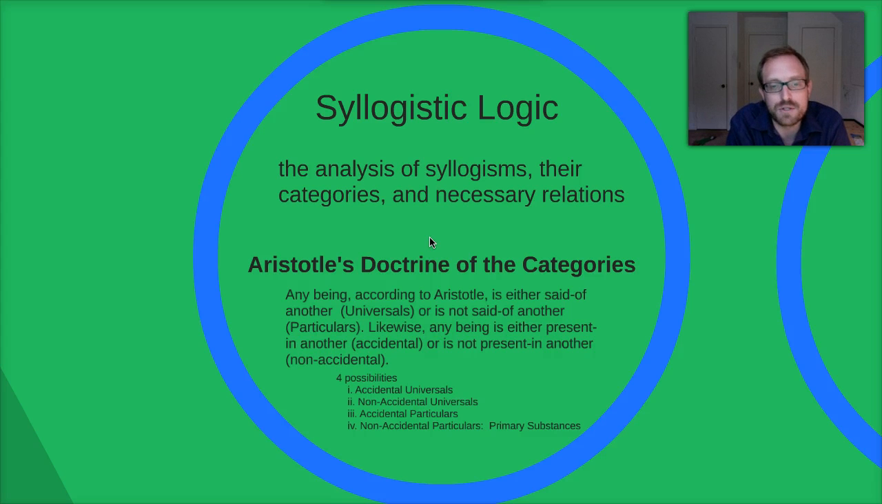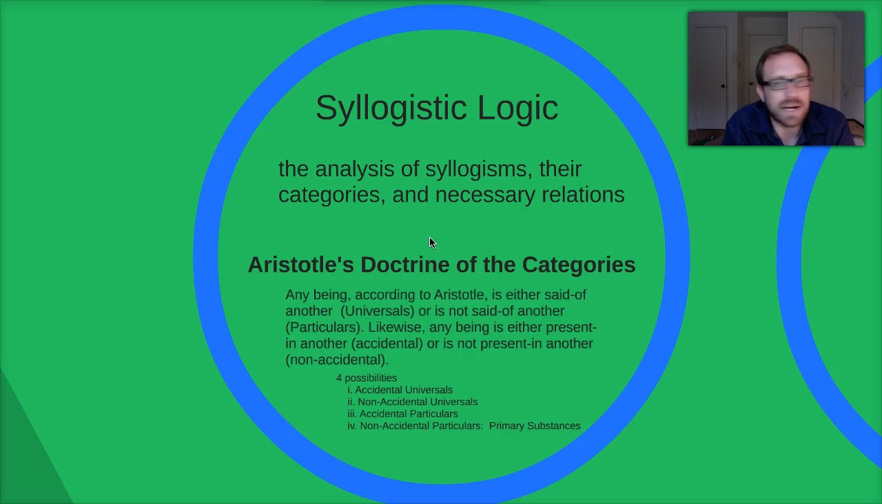So what we have here is four possibilities. We have accidental universals, non-accidental universals, accidental particulars, non-accidental particulars, and ultimately primary substances for him, right? Which is ultimately the goal of science, to analyze the primary substances. Think, for instance, a dog is a substance, and the goal of a scientist is to understand how that substance works. But that primary substance is a non-accidental particular.